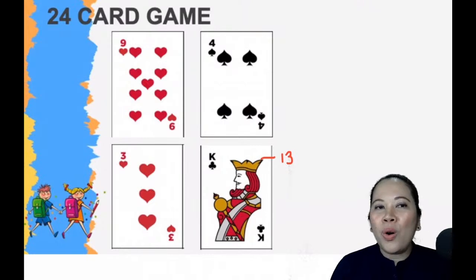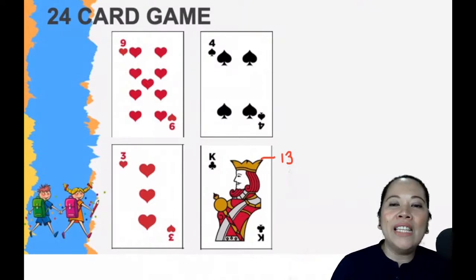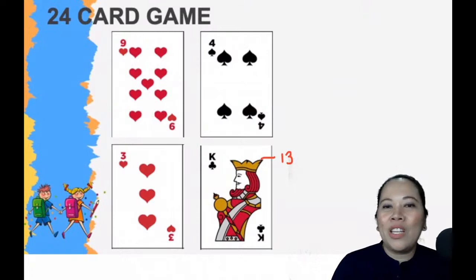Nine, 4, 3, and King is 13. You can do it.